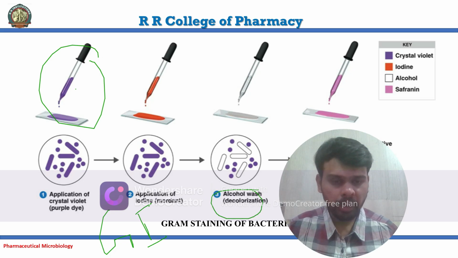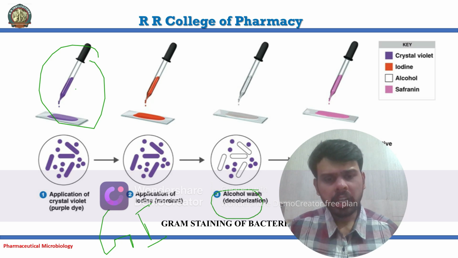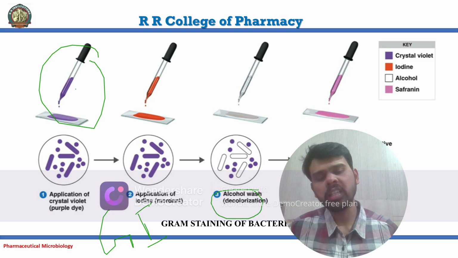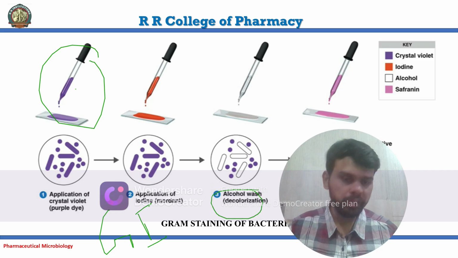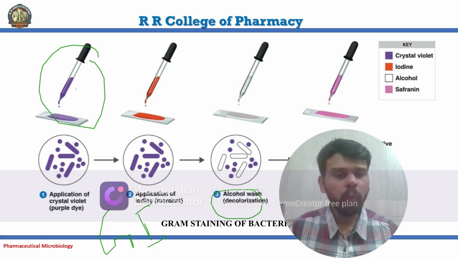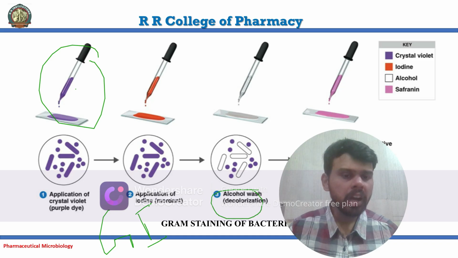Alcohol, that is 95% in the gram staining, is used as a decolorizing agent. So in this step we are going to add the decolorizing agent. This will decide whether it is a gram positive or gram negative species. Followed by this, again we need to wait for 30 seconds. We need to wash. After washing, we need to add the last stain, that is the counterstain.